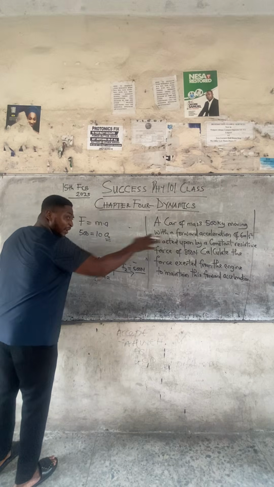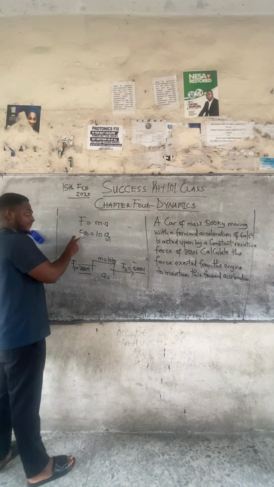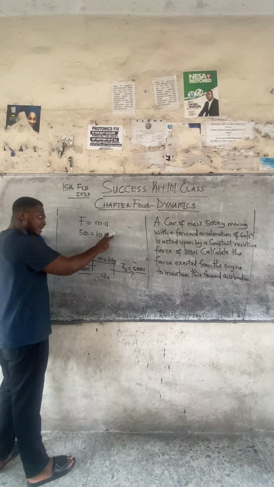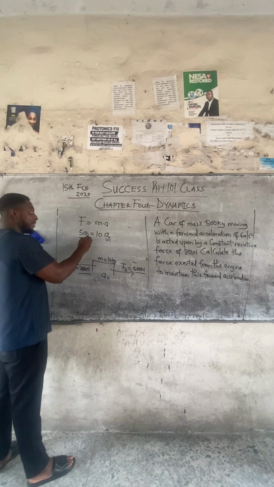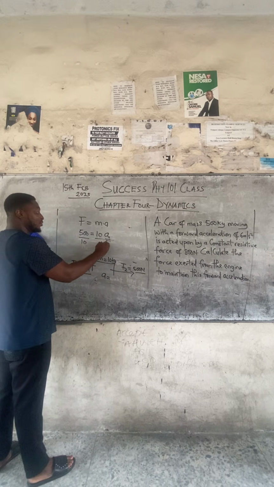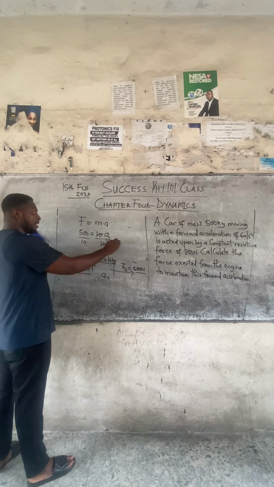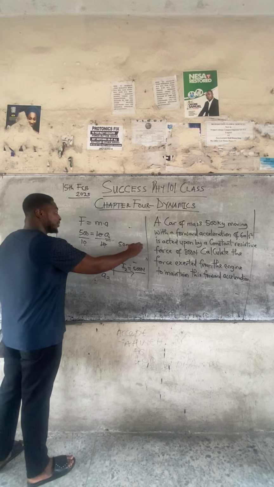Let's leave this one question. I want you to understand something here. F, 500, equals M, 10, times A, which is what you're looking for. You divide both sides by 10 to make A the subject of the formula. 500 divided by 10, you have 50. And you think you are right, but you are wrong.